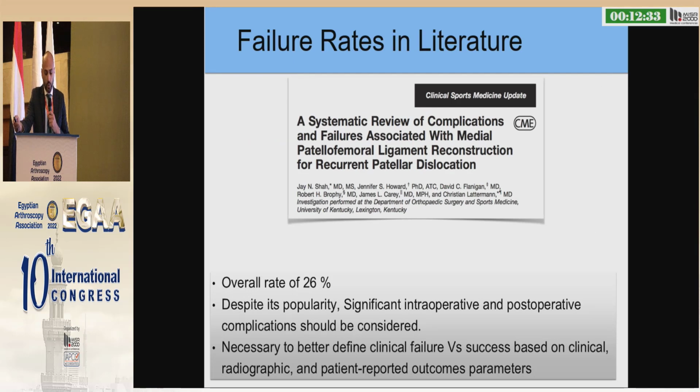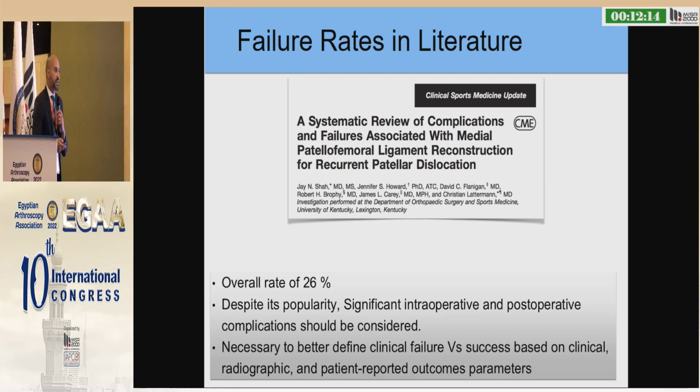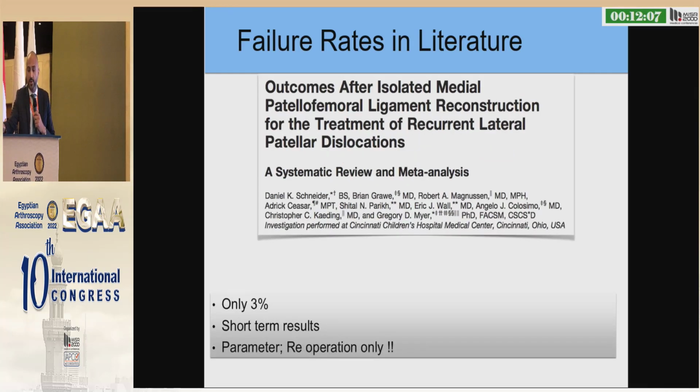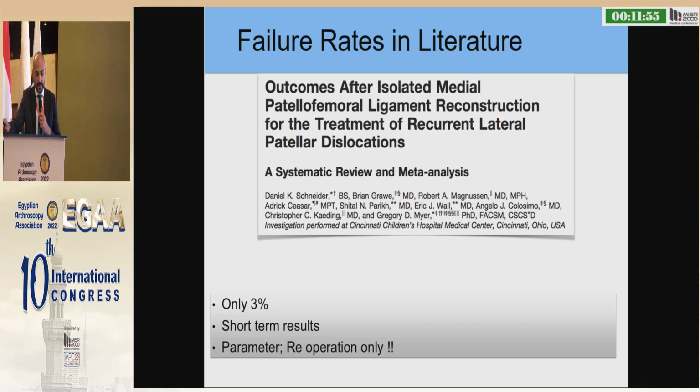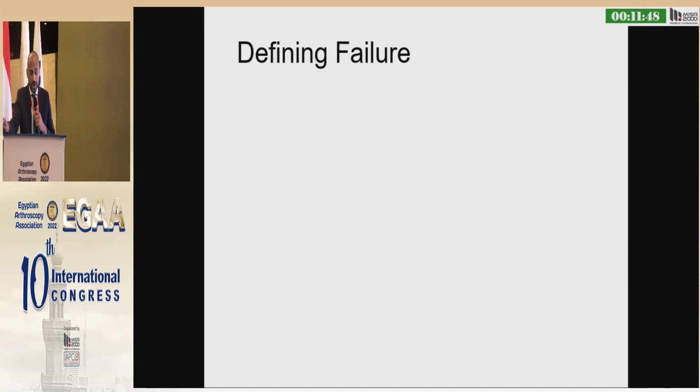A later systematic review tells us that the rate is 26%, and they had a problem defining clinical failure. They gave us an insight that we better define clinical failure versus success based on scores, clinical and radiographic, and patient-reported outcomes. And the most recent systematic review only reports 3%, but we have to be cautious while analyzing the literature, because they only report short-term results, and the only parameter they define failure with is reoperation. So how to define failure?